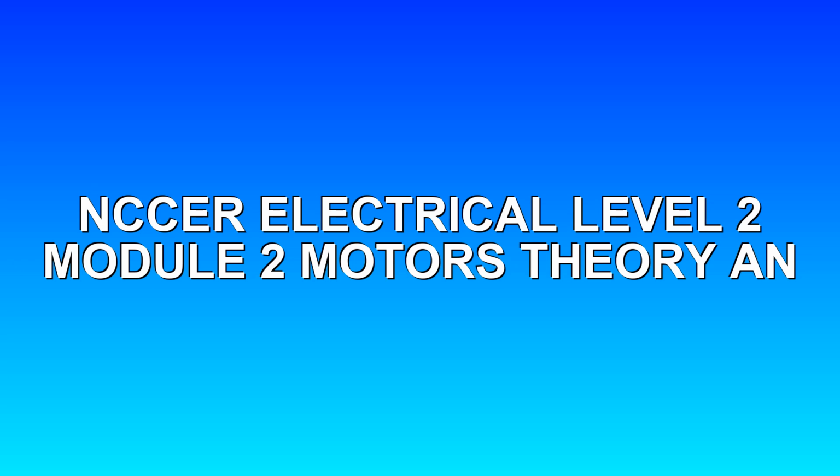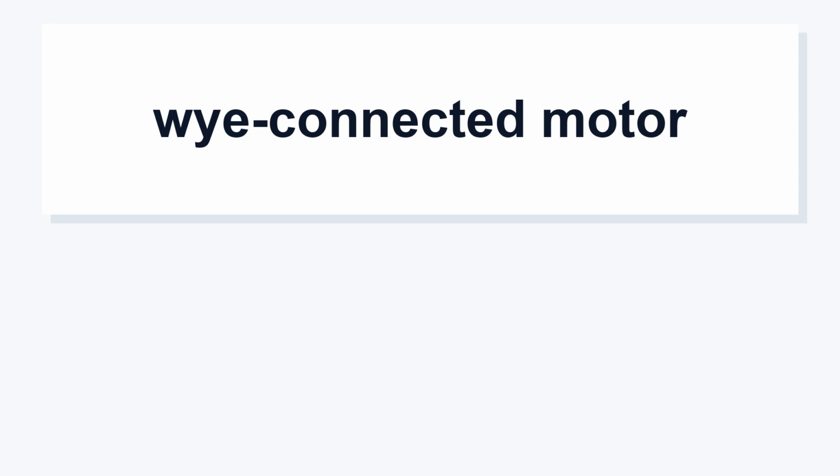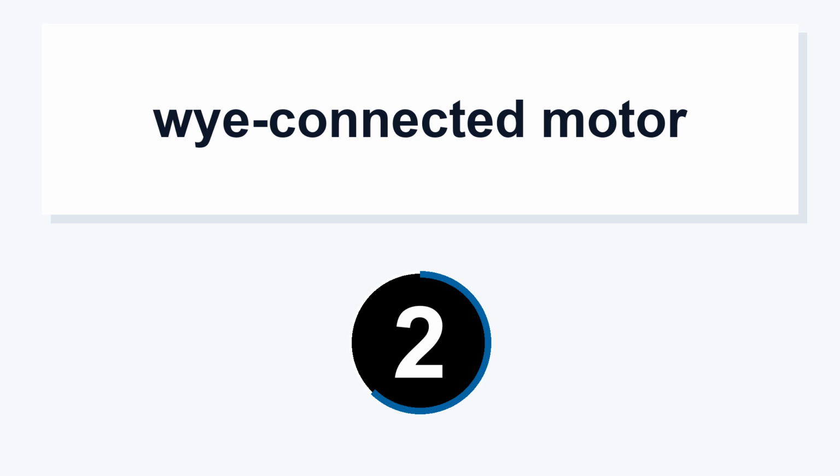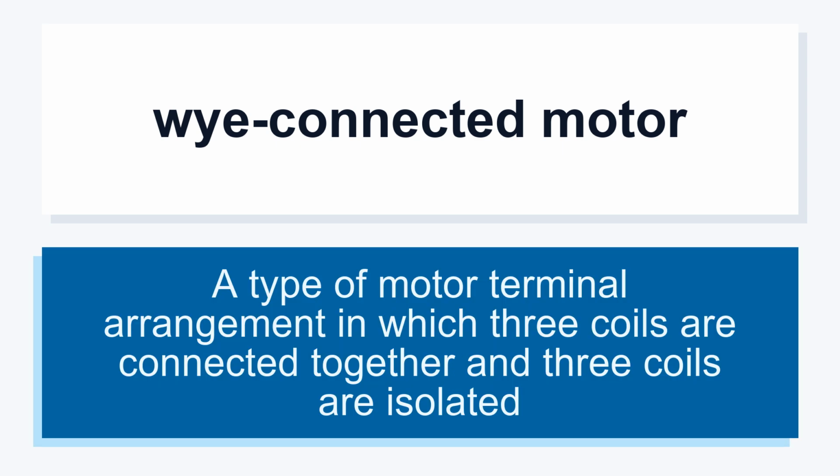NCCER Electrical Level 2 Module 2 Motors Theory. Y-connected motor: a type of motor terminal arrangement in which 3 coils are connected together and 3 coils are isolated.